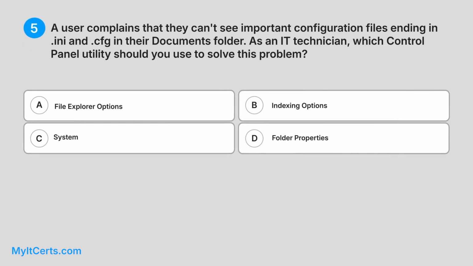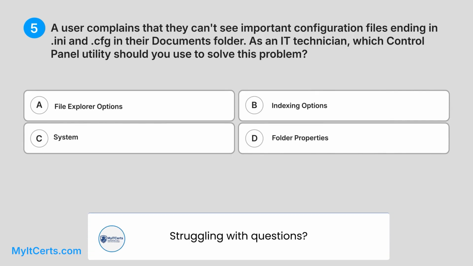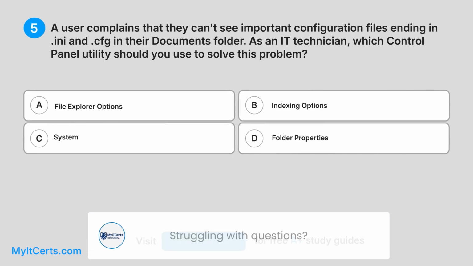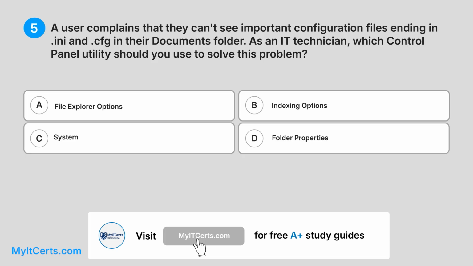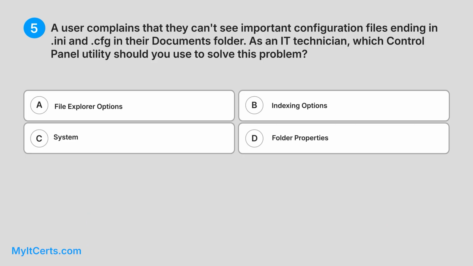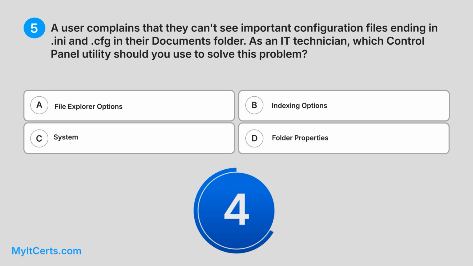Five. A user complains that they can't see important configuration files ending in .ini and .cfg in their Documents folder. As an IT technician, which control panel utility should you use to solve this problem? A. File Explorer Options. B. Indexing Options. C. System. D. Folder Properties. Do you know the answer?